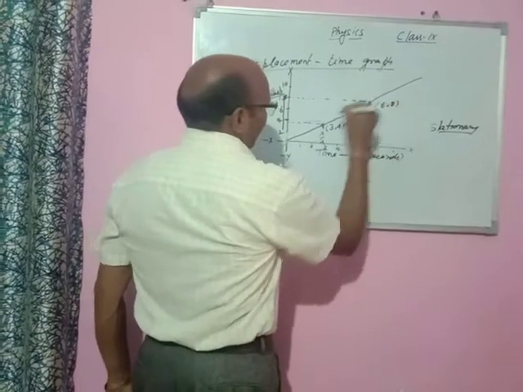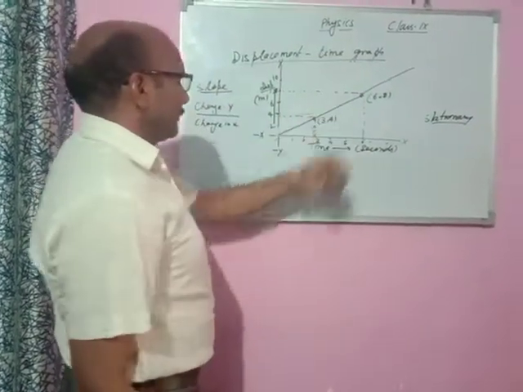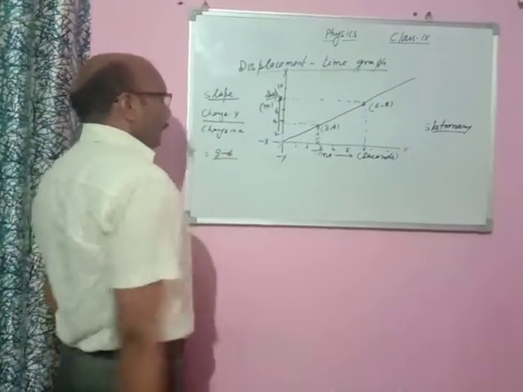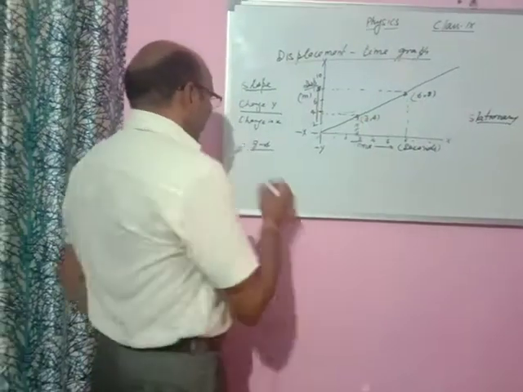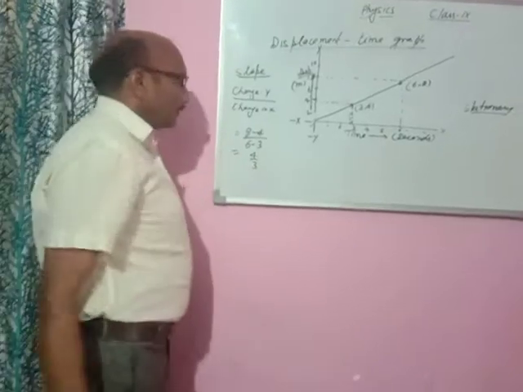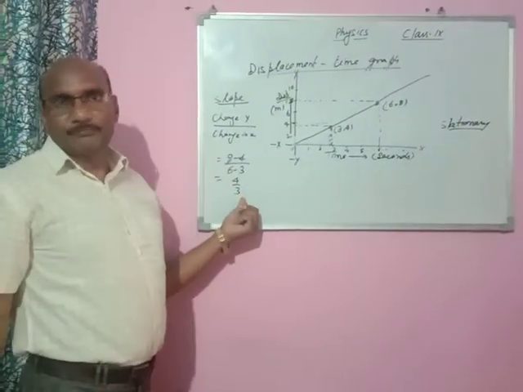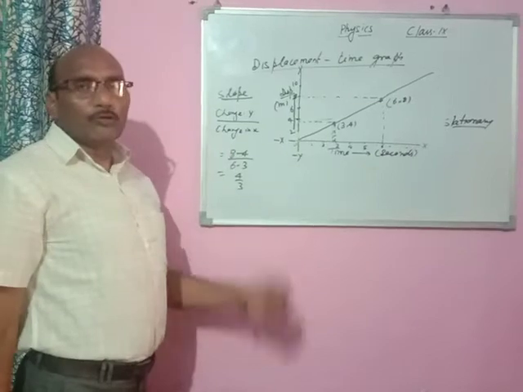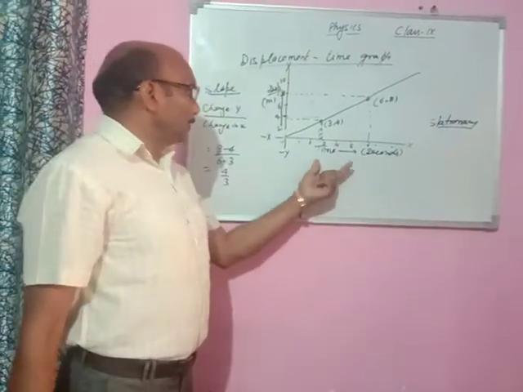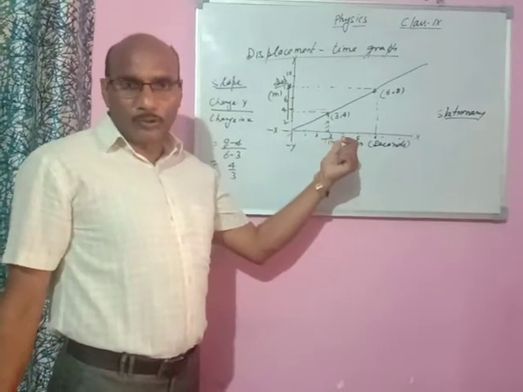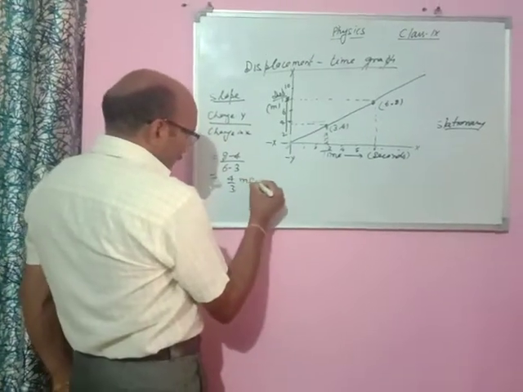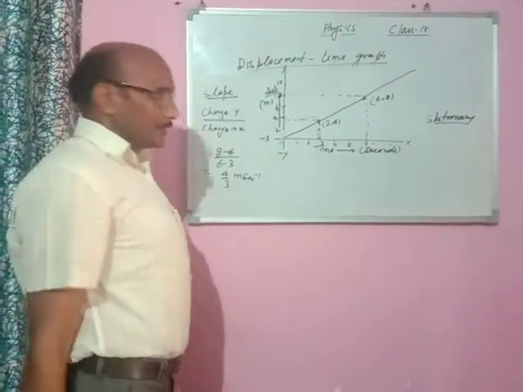So the change in y is 8 minus 4, upon the change in x, 6 minus 3, equal to 4 upon 3. This is its velocity. So how to find slope and how to find velocity? If a graph between displacement and time is given, by finding the slope, with y in meters and time in seconds, we get the velocity in meter second minus 1. Let's take one more case.